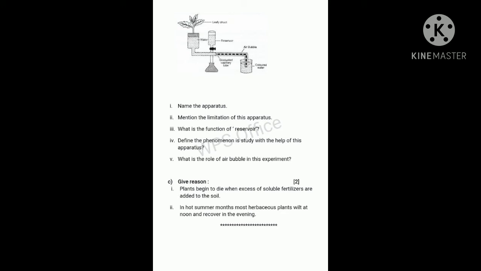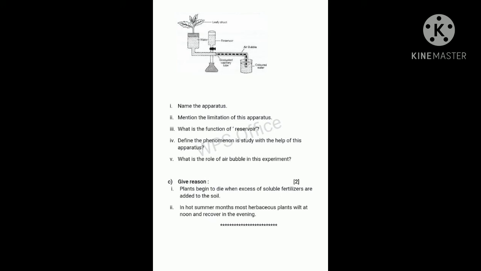Next, mention the limitations of this apparatus. The first one, the introduction of an air bubble is not easy. The twig may not survive for a longer time, or external factors may affect the air bubble. Any one limitation you can write. Next, what is the function of the reservoir? The reservoir stores the water. If you open the stopcock, the water comes to the graduated capillary tube and brings the air bubble back to its original position.